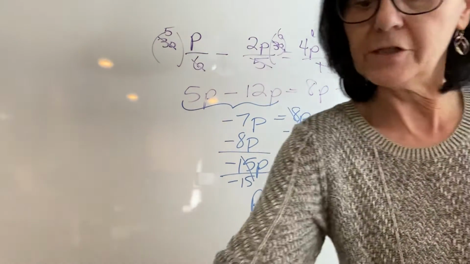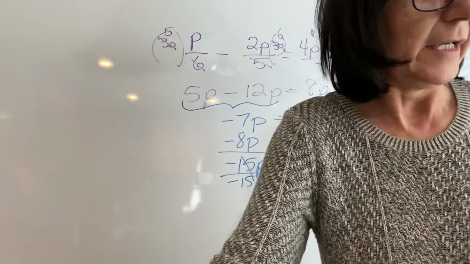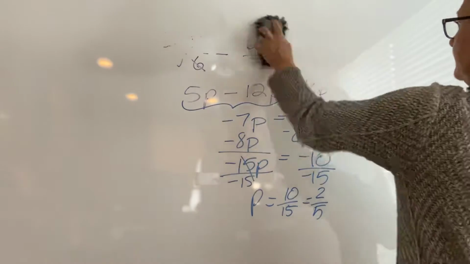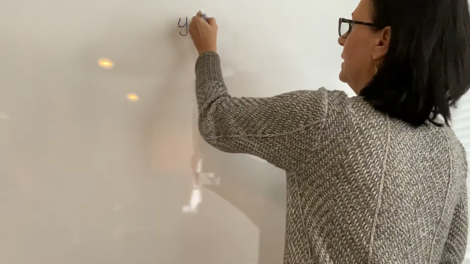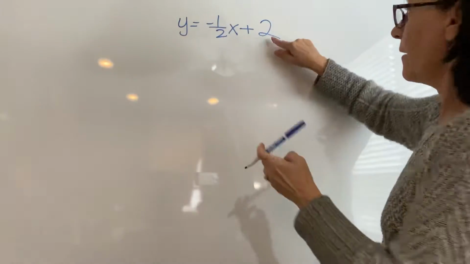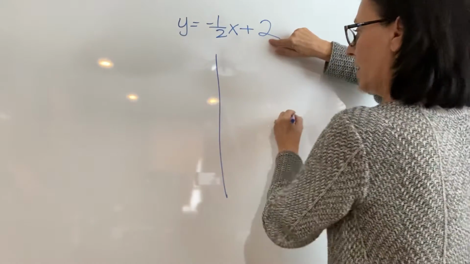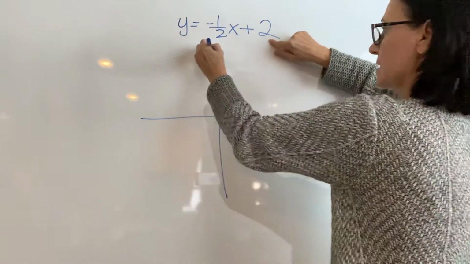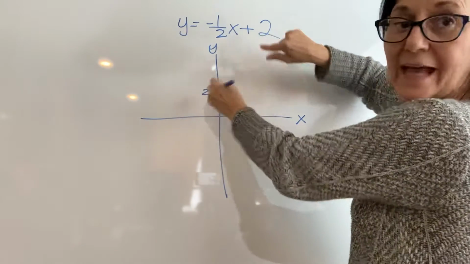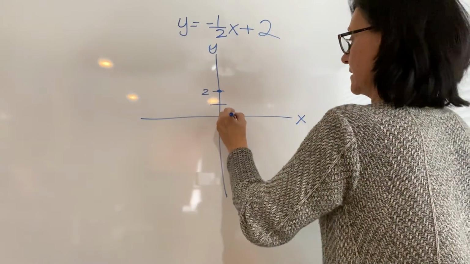All right, the last question from this lesson is number 12. Graph on the coordinate plane this equation. Y equals negative 1/2 x plus 2. This is my y-intercept. That is where I start. It's my x-axis, my y-axis. I put a point at 2. That's where it's crossing the y-axis.